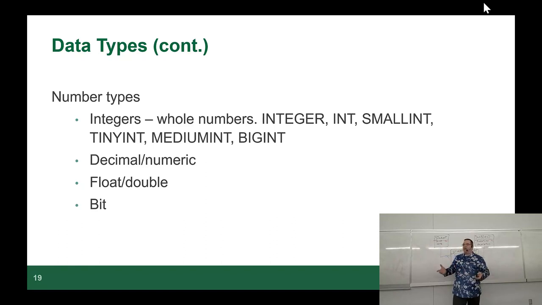You got decimal and numeric. They're the same thing. Some database servers call it decimal, some call it numeric. It is the best data type for money.